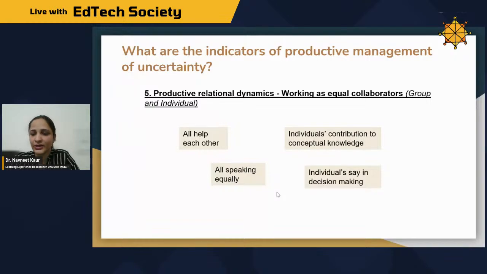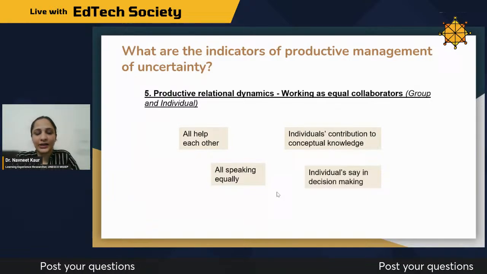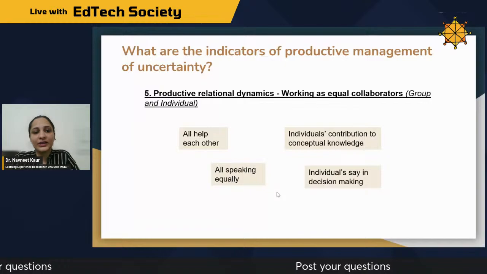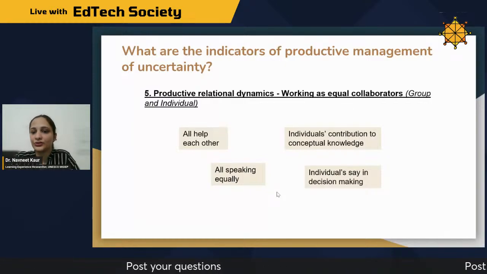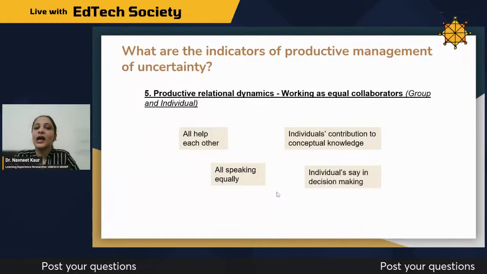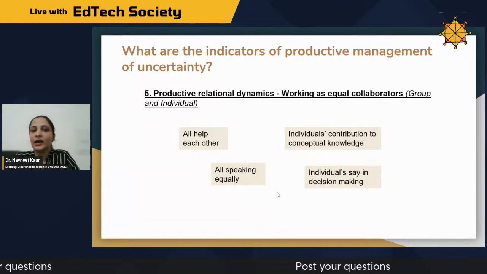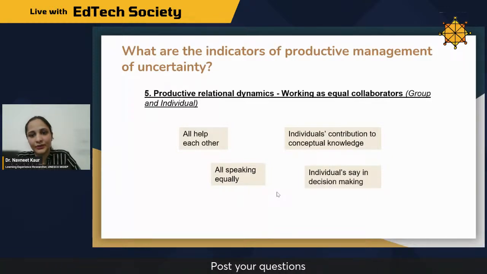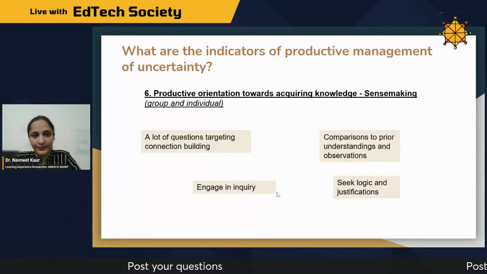Is it conceptual in nature or not, or is it just about passing the materials to the other person, or something that's not related to the task? Are all individuals having a say in decision making? Are their inputs being considered? So if there is this productive thing happening with respect to the relationship among the learners, we can say that they are maybe managing uncertainties in an effective manner.